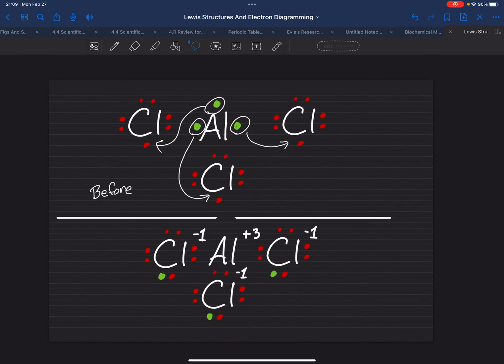Again, notice that it is a metal and non-metal bonding. And so when you add these to your notes, make sure that you remember that it is ionic because it is metal, non-metal.